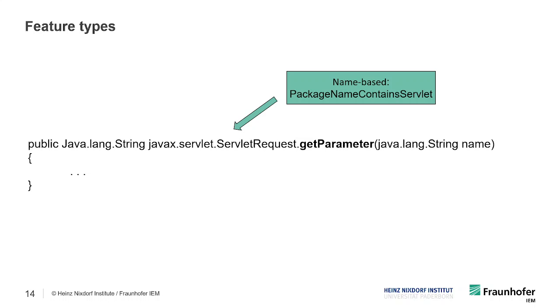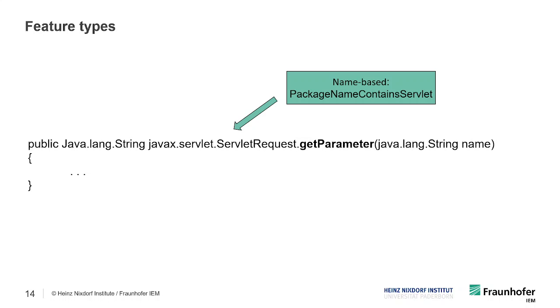So for example, this example, package name contains servlet, is a feature that checks whether the package name of the method contains the key servlet. Okay, so this will answer yes or no. We are using this kind of heuristic because we would expect more likely that sources will be contained in servlet classes. Okay, so this is kind of the modeling we are using here.